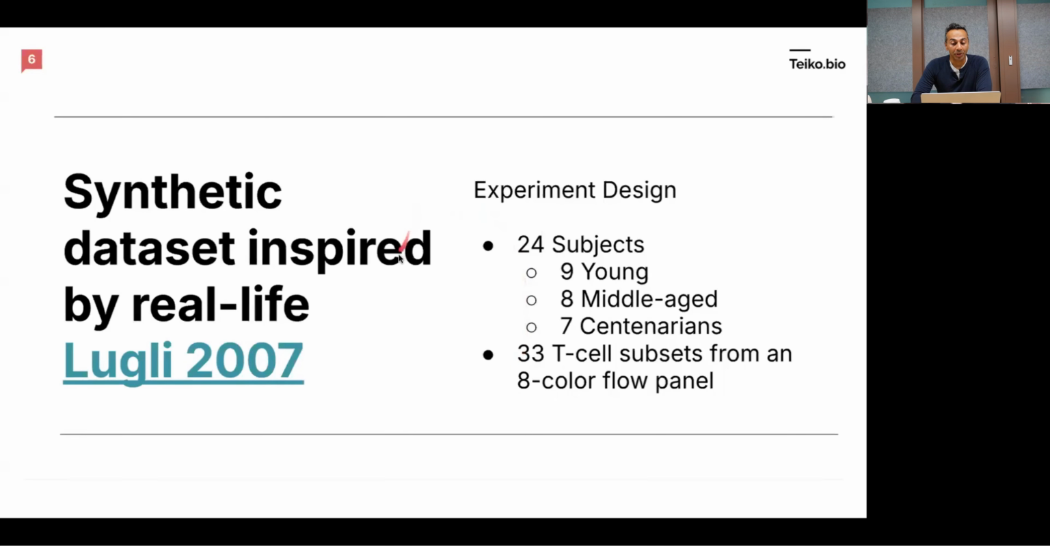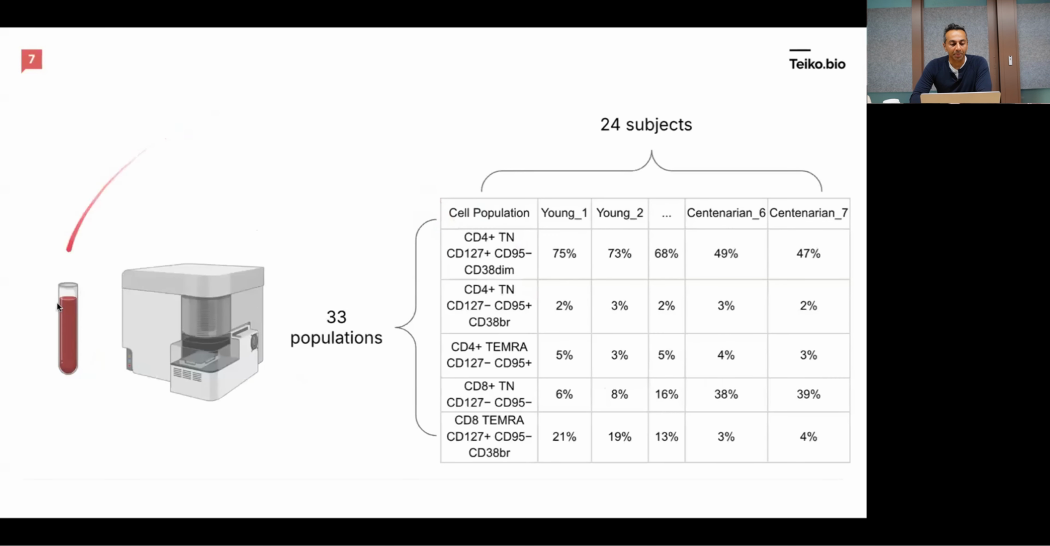So we're going to show the synthetic data set, which is inspired by this, but then we'll also show the real-life findings to compare those. So for example, for each patient, they had a blood specimen, they ran it through a cytometer, and then they captured 33 populations, which are the rows over here, and then the columns are the individual subjects. So for example, the individual young people over here and centenarians on the right.